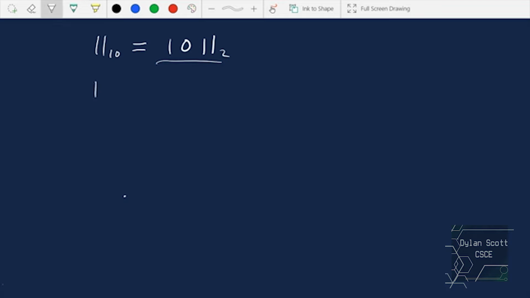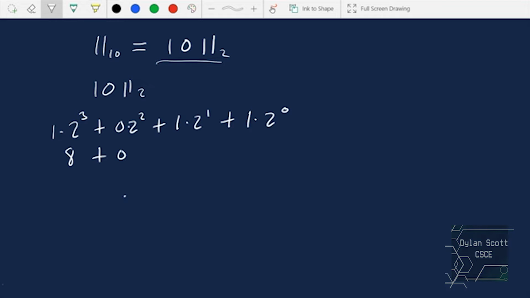So converting 1011 to decimal, you do 1 times 2 to the 3, plus 0 times 2 to the 2, plus 1 times 2 to the 1, plus 1 times 2 to the 0, which is 8 plus 0 plus 2 plus 1, which is 11.